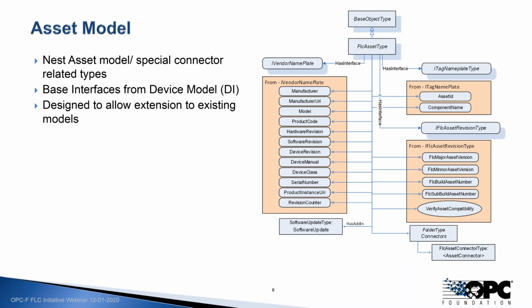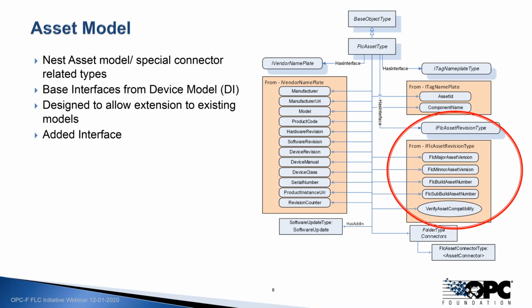One of the things we did was we utilized what's already been defined in the OPC DI model. So the DI model describes vendor nameplate, tag nameplate. So these are two interfaces that the latest release of the DI spec has added that allows you to describe what your device looks like from a vendor point of view. And it has asset information associated with it from a device point of view. So this is important when we're trying to identify devices and to be able to ascertain that this is the correct device that we're looking for.